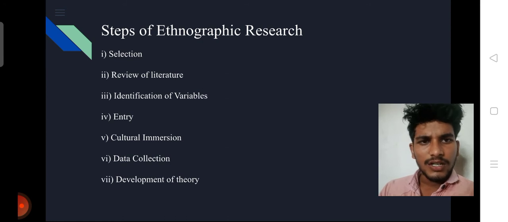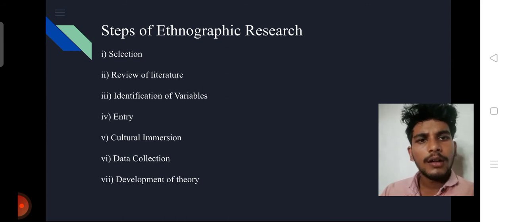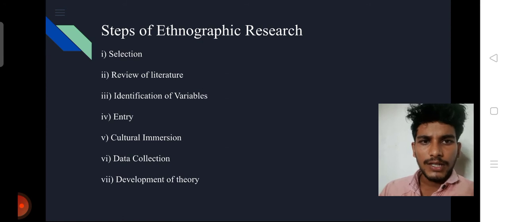In this cultural immersion, the researchers will live in a culture or a group of people for several months or years. And once the researcher understands and gains confidence and trust from the participants, he will start with the data collection. So the data collection will be in the form of observation. Once the researcher observes some points which are related to his research, he will note them down, maintaining field notes and jotted notes for the observation.